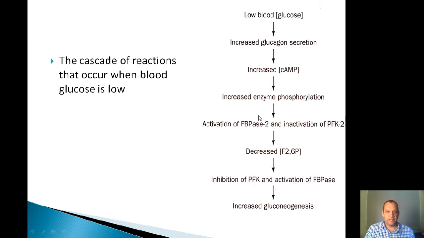So when the phosphatase activity is increased and the kinase activity decreased because of the phosphorylation, that'll decrease the overall amount of fructose 2,6-bisphosphate. And when that happens, you have inhibition of phosphofructokinase because this metabolite is no longer there to activate it, and you have activation of the FBPase because this metabolite is no longer there to inhibit it. And what happens is that glycolysis is shut down, and this increases gluconeogenesis.